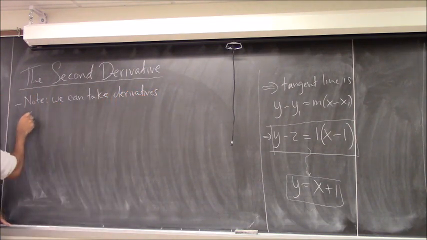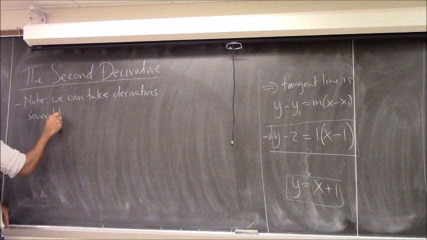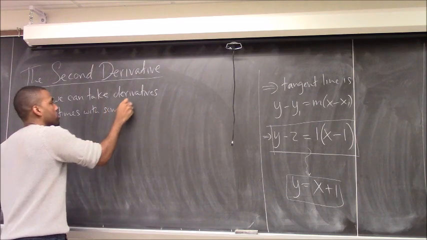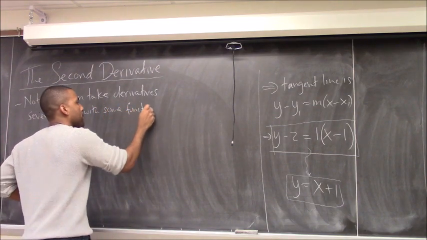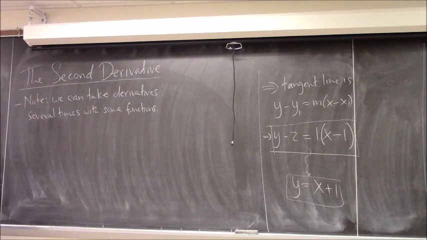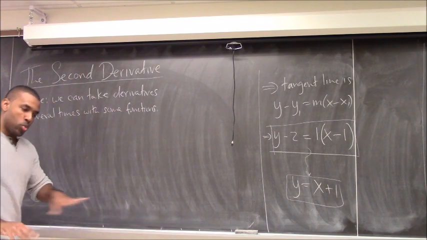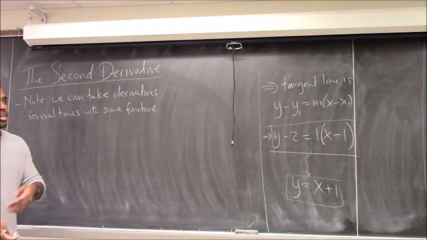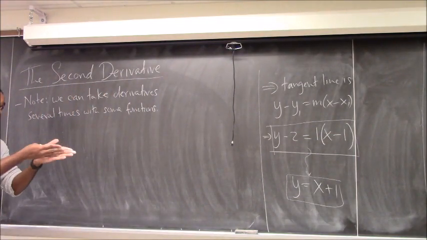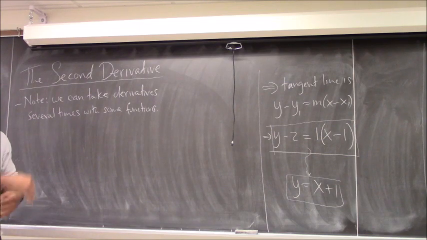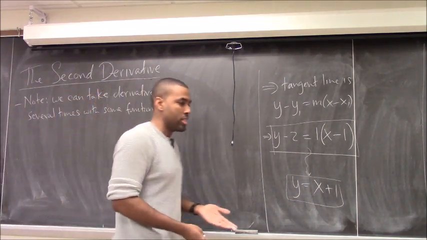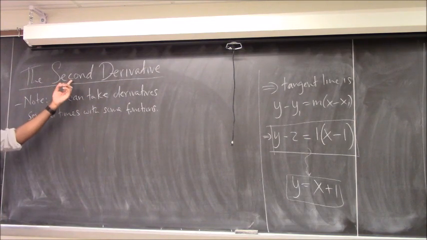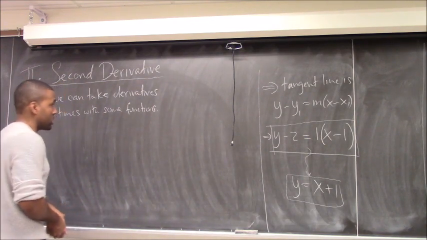We can take derivatives several times with some functions. Every function in this class that we will be dealing with is a very nice function. You'll actually be able to take the derivatives forever. You can take a derivative and get an answer, take a derivative of that, get an answer, take a derivative of that, get an answer. You can do that forever. Not all functions are this nice, but some of them are. Those are going to be the ones we care about, at least the ones where we can do this process twice. That's where we're going to come up with the second derivative.